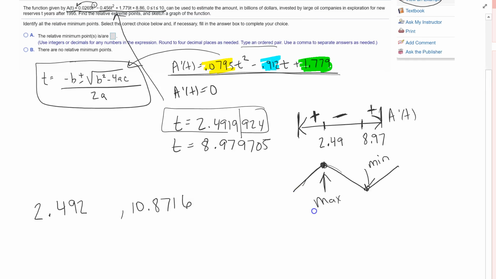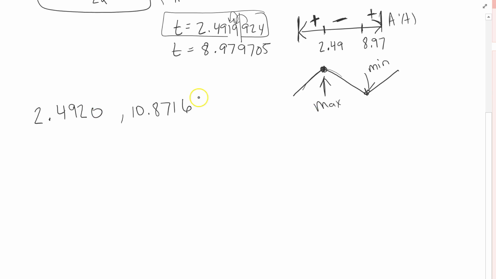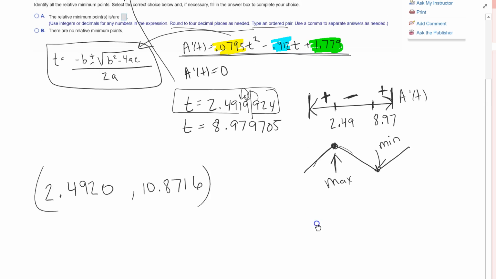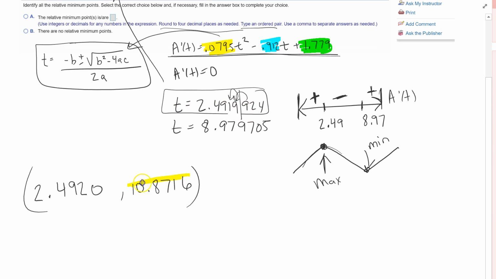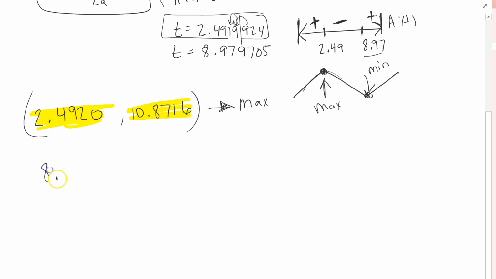I need to round this to 4 decimals, like our instructions say. We want to round to 4 decimals as needed. So rounding to 4 decimals, this is a 9, it's going to bump this 9 up, which is going to bump that up to this. It can be a little tedious to plug in because when you plug it into the expression, you don't want to round to get this answer. Turns out if you do round it before you plug it in, since you're rounding to 4 decimals, it doesn't change it. So this is going to be the maximum point. You want to make sure that you plug this point in for the maximum. The minimum is going to appear when I plug in the 8.9797.